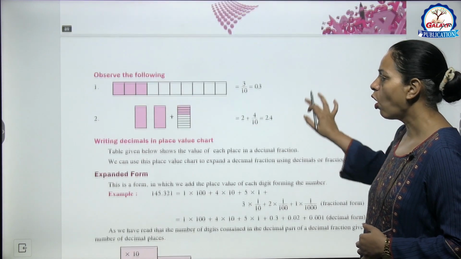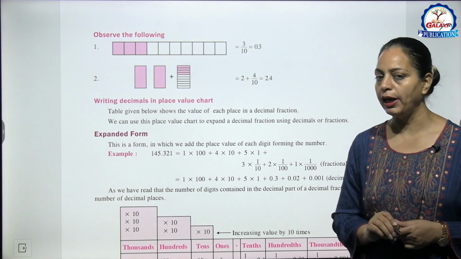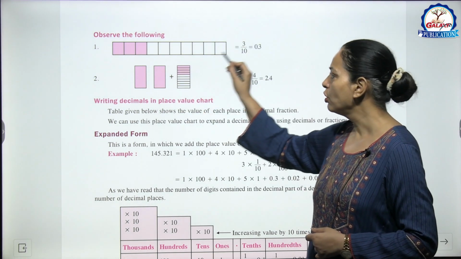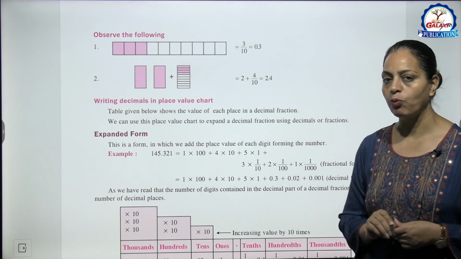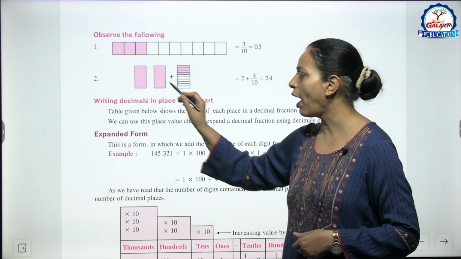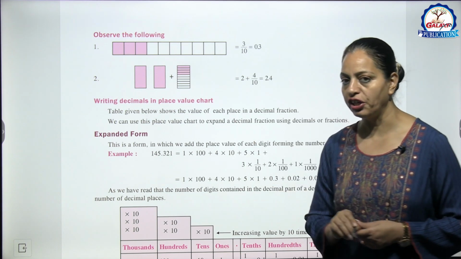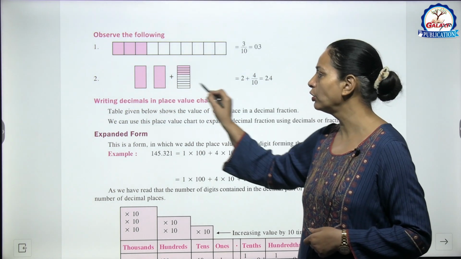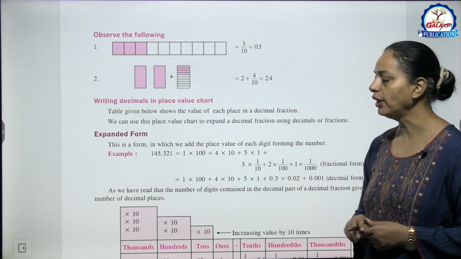See the next. Observe the following, like the first one. Here we have total 10 parts, 3 are shaded, so 3 by 10 is the fraction and we can write 0.3. Now the second one, here 2 complete parts are shaded and here total 10, 4 are shaded. So 1 plus 1, 2 plus 4 by 10 means 2.4.